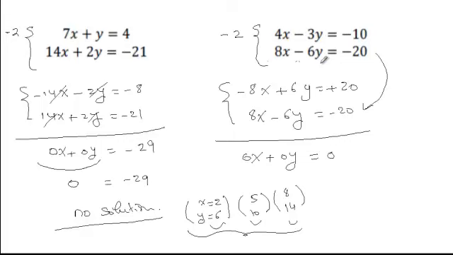It's consistent, it has many solutions, but it's dependent. Independent when we have one solution, but dependent when we have many solutions. So in this case, this system is consistent and dependent.